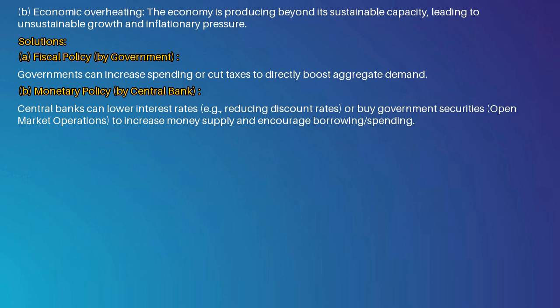Solutions. A. Fiscal policy, by government. Governments can increase spending or cut taxes to directly boost aggregate demand. B. Monetary policy, by central bank. Central banks can lower interest rates, e.g., reducing discount rates, or buy government securities, open market operations, to increase money supply and encourage borrowing and spending.